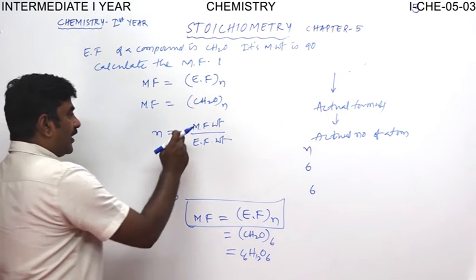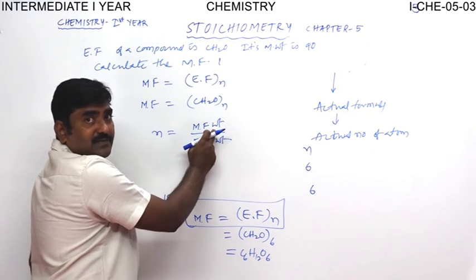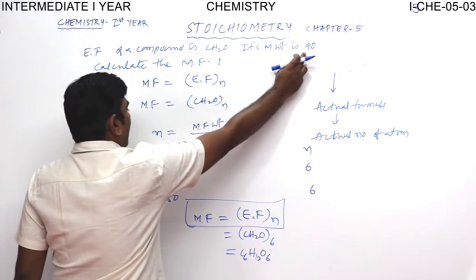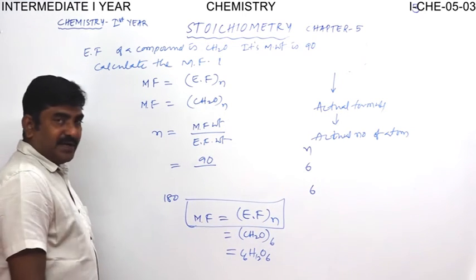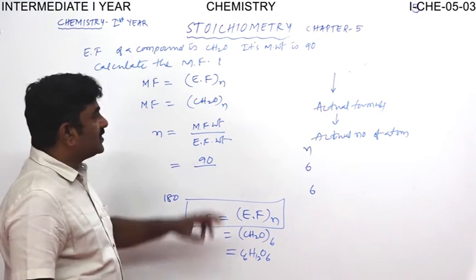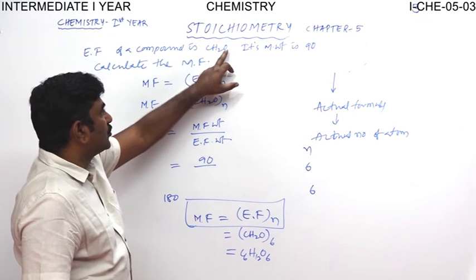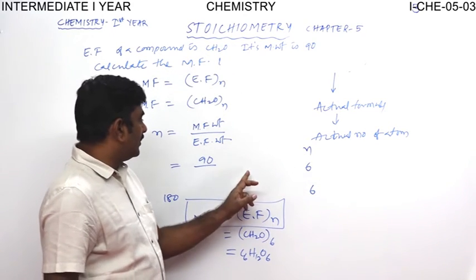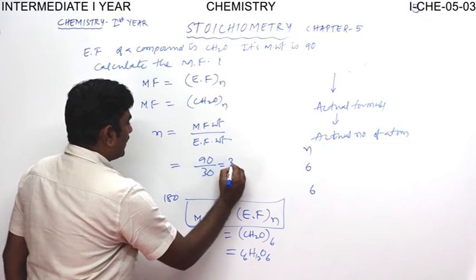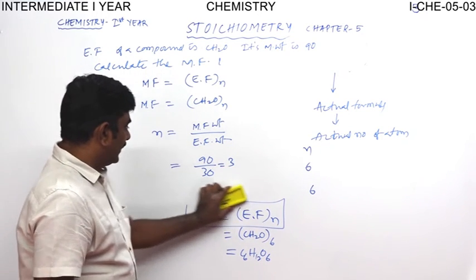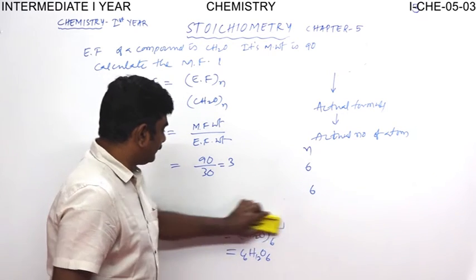Here the molecular formula weight is given directly. How much is it? 90. The empirical formula weight is not given, but the empirical formula is given. What is the empirical formula? CH2O. Already we calculated it here. How much do we get? 30. So what is the answer now? 3.